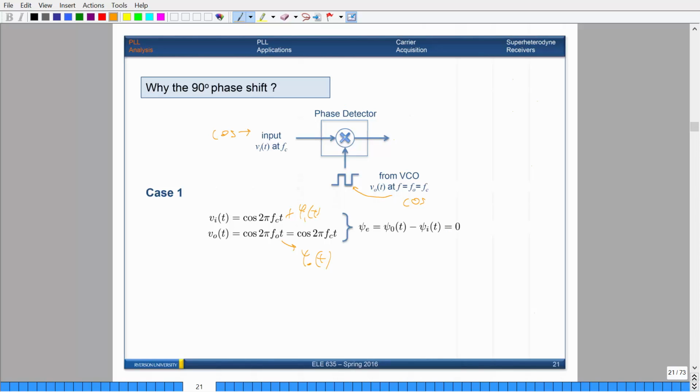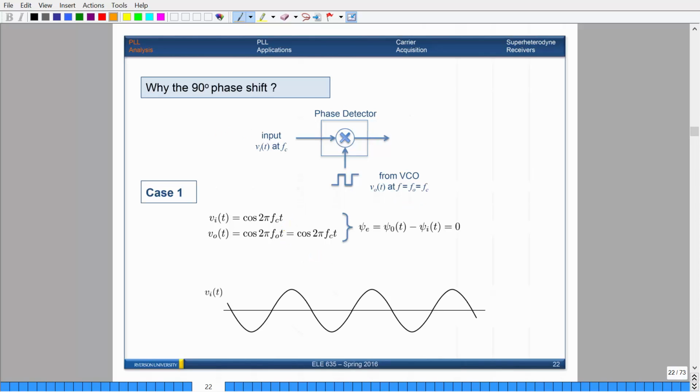If both of them are matched exactly, then when we go through the phase detector, what you're going to do first is multiply, right? Actually, this should be a square wave. I don't know why there's a cos here, but you can say this is a square wave.